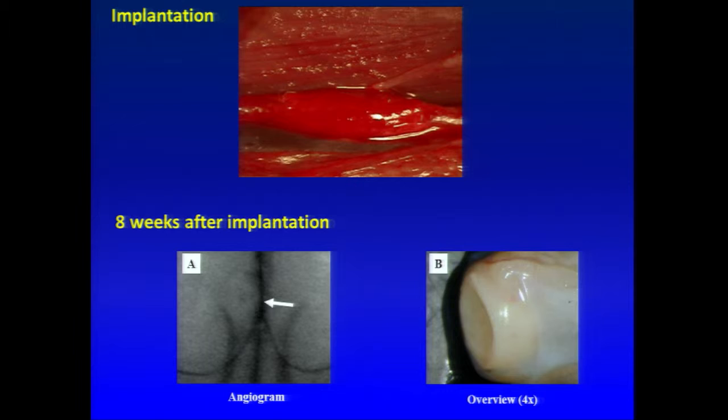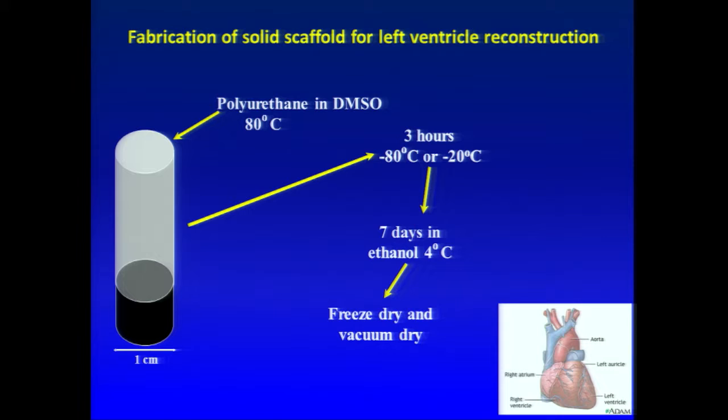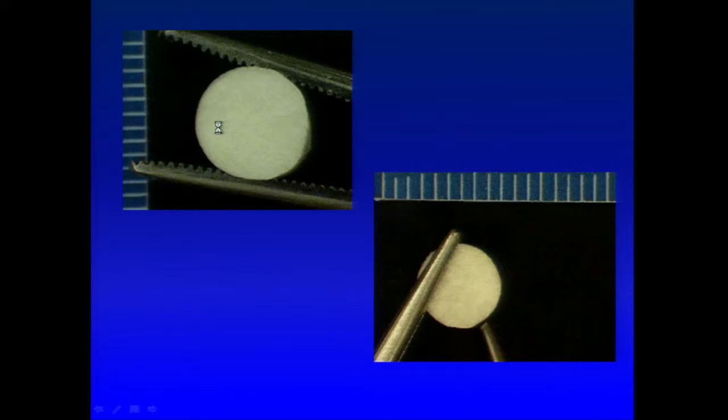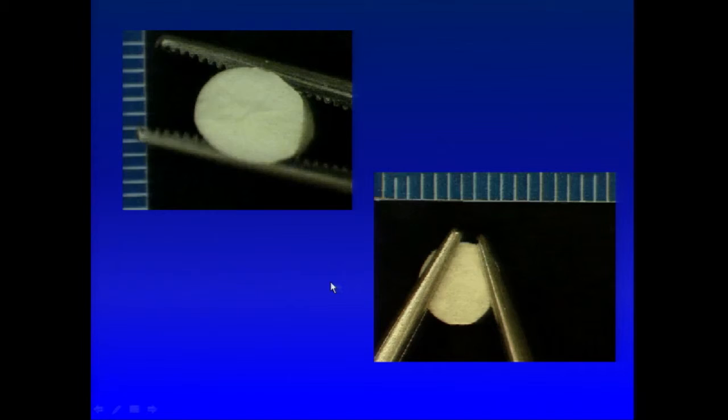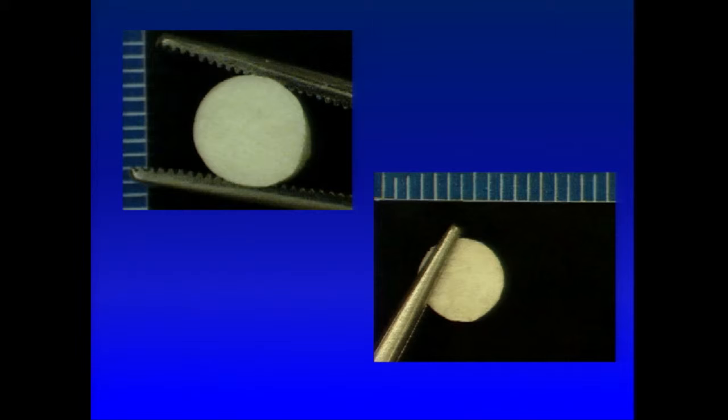And then we can also use the elastomer, the polyurethane, to engineer heart muscle. In this case, we need to fabricate a solid scaffold. We don't need a tubular scaffold anymore. So we just put the polyurethane solution in this mold without a mandrel inside, and we did the same process to make the scaffold. Take a look over here. This is the solid scaffold. You can compress and you can stretch it. Very, very flexible. This is the nature of the elastomer.